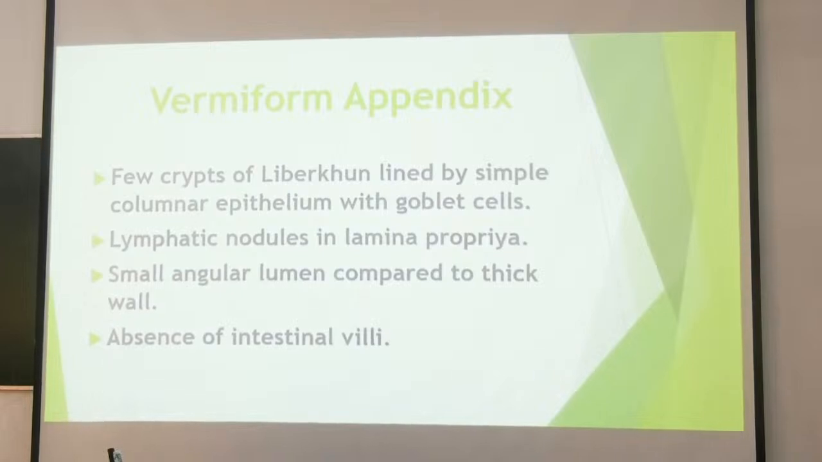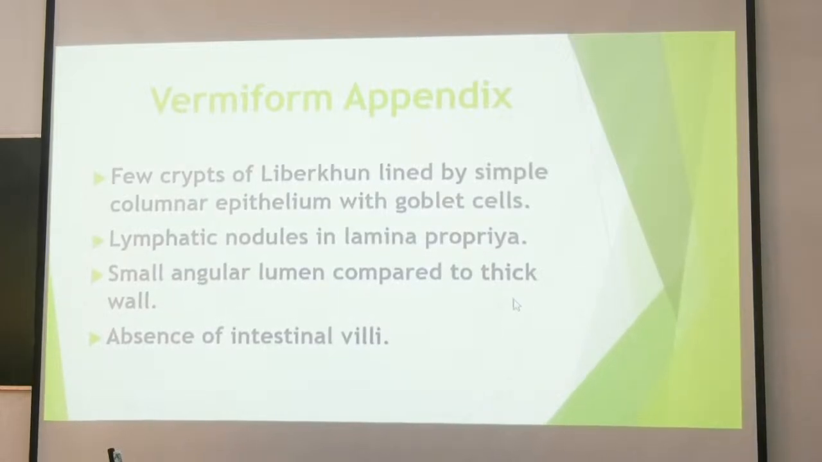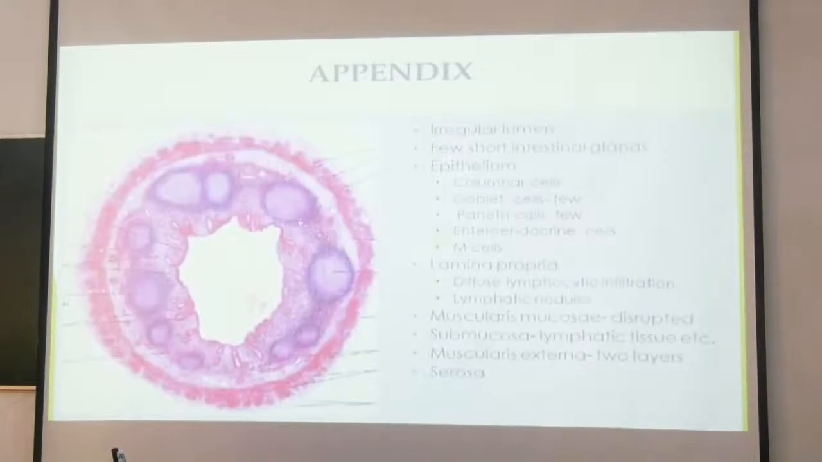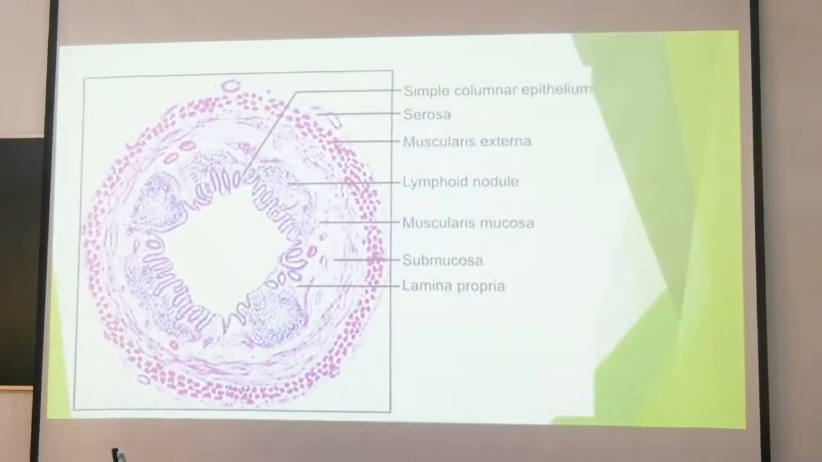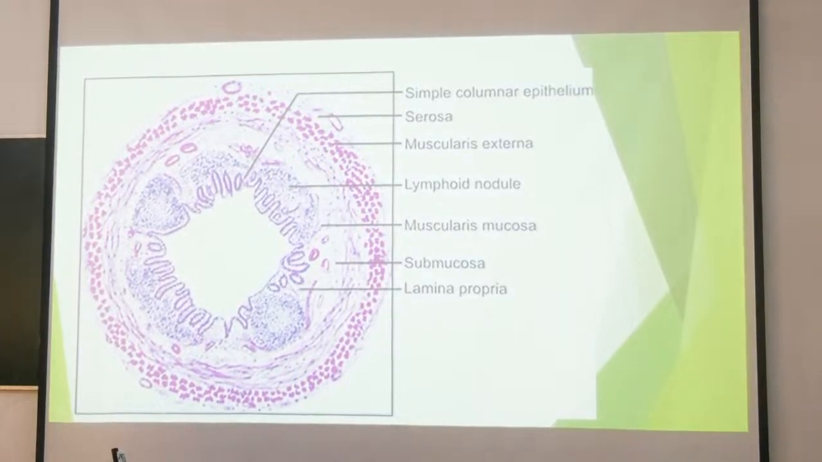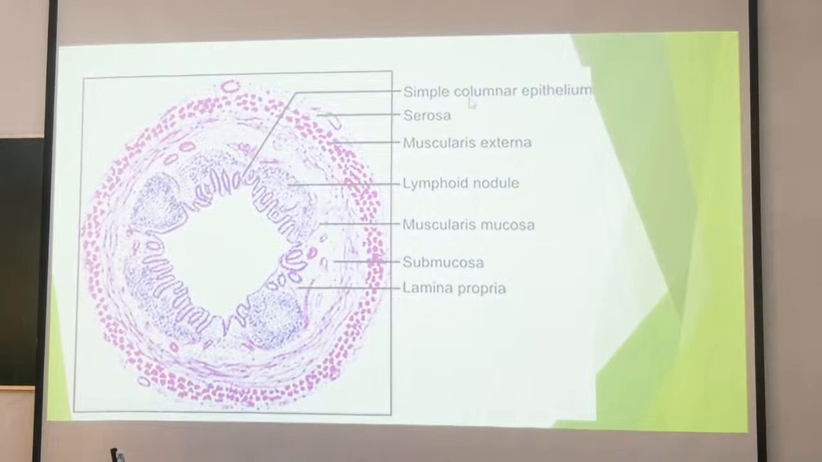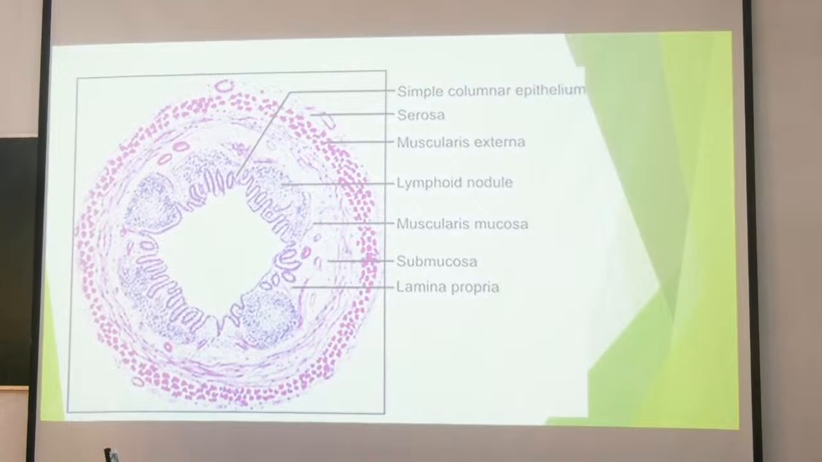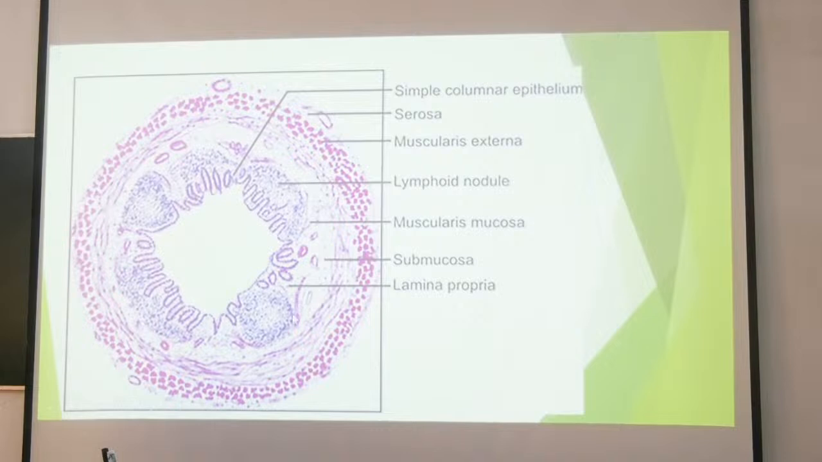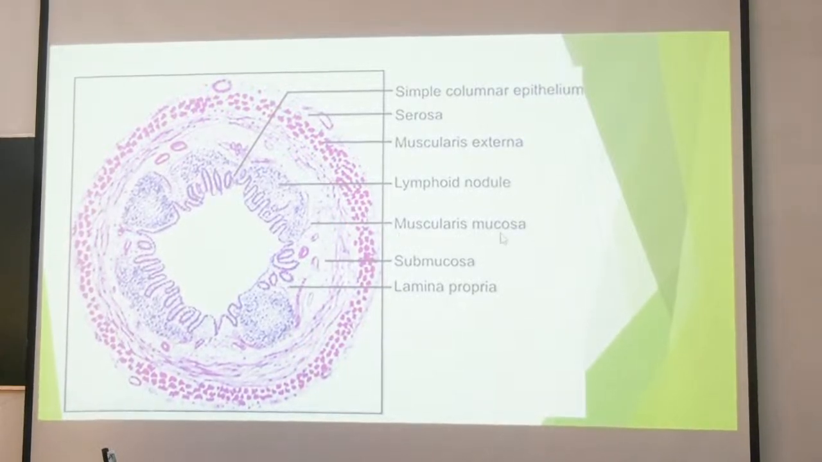These are known as crypts of Lieberkühn. Okay, lymphatic nodules কোথায় থাকে? Lamina propria, small angular lumen compared to the thick wall, absence of intestinal villi. Okay, so this thing already we discussed. So see, this is the picture. So first one epithelium, at first irregular lumen, then this is simple columnar epithelium. Okay, next one is in the lamina propria you are getting this circular thing, these are the lymphoid nodules. Then disrupted muscularis mucosa, it is not having the circular wall. Okay, it is irregular disrupted muscularis mucosa.